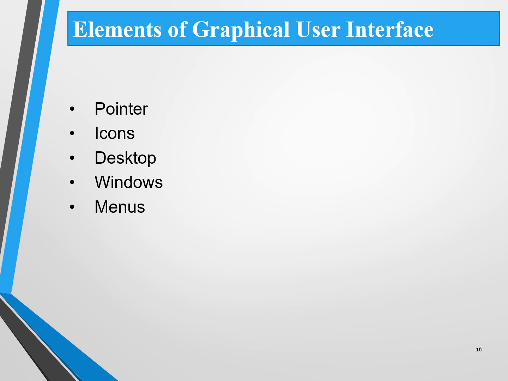Windows. Windows are used to divide the screen into different areas. In each window, you can run a different program or display a different file. Menus. A menu is a graphical user interface element that lets you execute a command by selecting a choice from a menu. Menu can be of two types: pull down menu and pop-up menu.